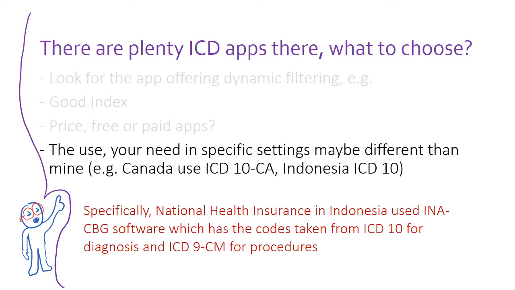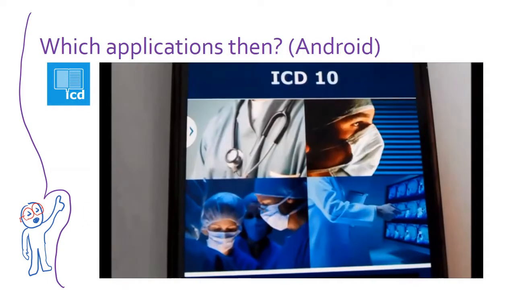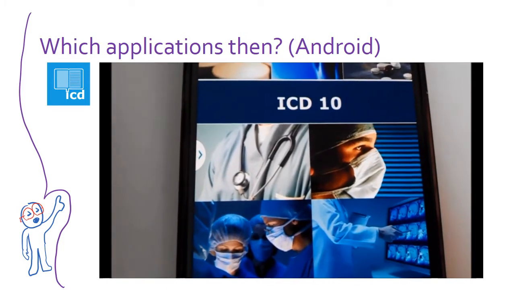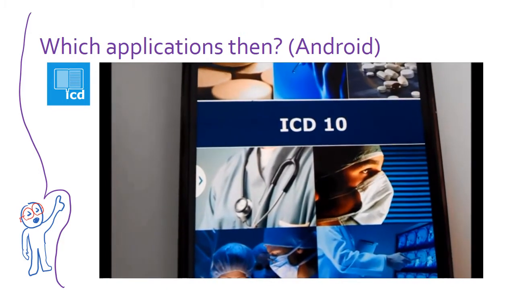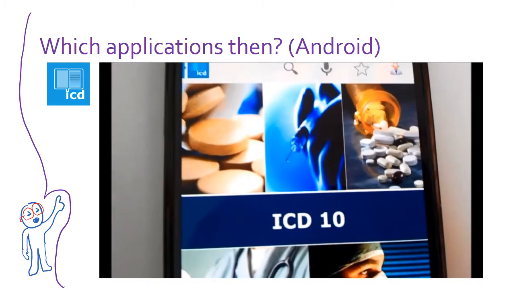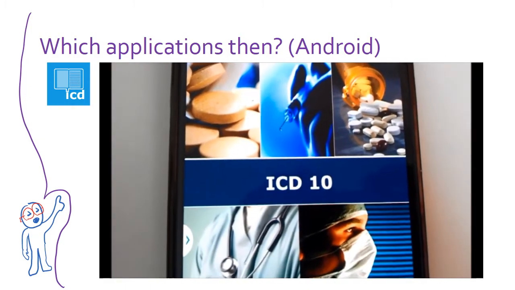Then again, the application you choose needs to be tailored to your setting. For example, Canada may use ICD-10-CA while the Indonesian National Health Insurance uses case-based groups which are based on ICD-10 for diagnosis codes and ICD-9-CM for procedures. If you are an Android 4.0 user, like Jelly Bean or KitKat operating system, you can download this ICD-10 Search Offline software, which offers most of the functionality of the ICD-10 index.